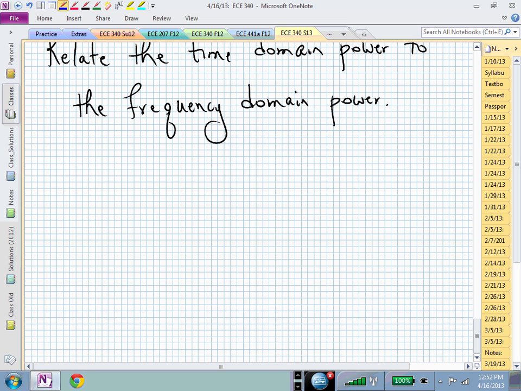If I said on the final exam, produce a formula or an expression for the average power of a waveform x of t, could you do that? What would be your formula for, let's say, p average, the power in a periodic waveform?